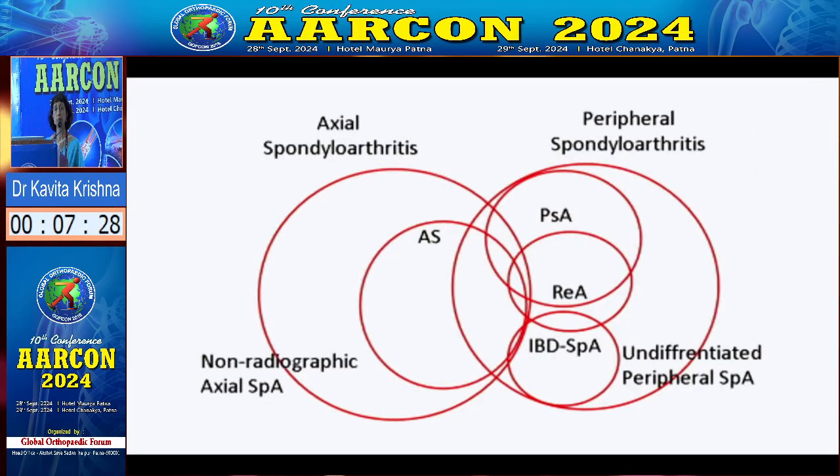Spondyloarthropathy is a spectrum. It's not just one disease. Earlier we used to equate it with just ankylosing spondylitis, but besides axial SPA, we also have non-radiographic axial SPA, where the X-ray may not show enough features, but MRI can pick up the clinical features. We also have peripheral spondyloarthropathy within the spectrum, which can include psoriatic, reactive, IBD-related arthritis, and sometimes it still remains undifferentiated.